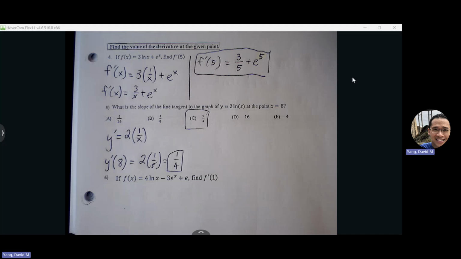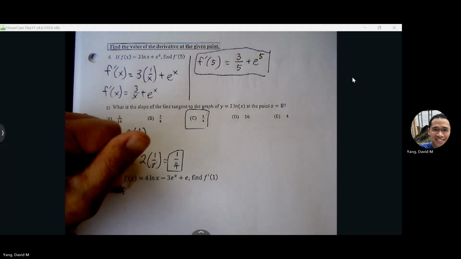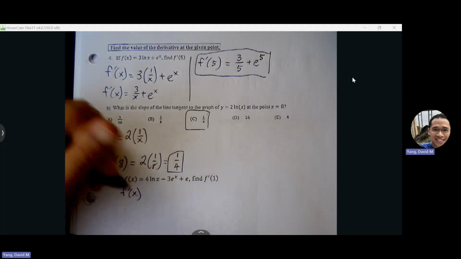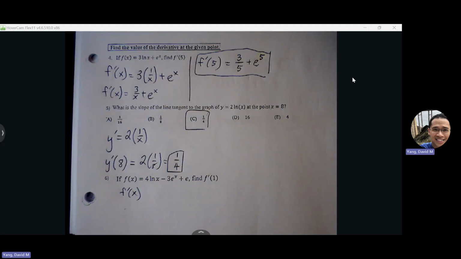Okay, try number 6. See if you can try that. Oh, just as a reminder, what do you think the derivative of e would be? 0. Good. e is just a number. It's an irrational number like pi, around 2.7. But yeah, 2.7 is just a number, and the derivative of that number is 0. Okay, so find f prime of x first, and then get the slope from plugging in 1.